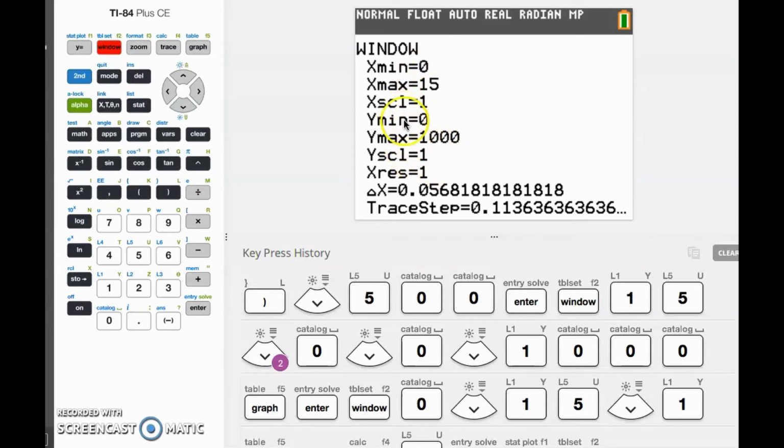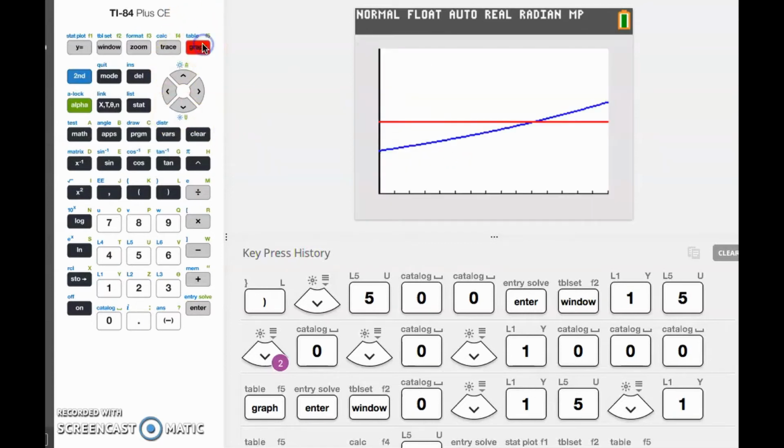And if I'm looking at where these intersect and my population is 500, I want to make sure that I see that intersection, so I change my y min to 0 and my y max to 1,000. So then when I take a look at the graph, the blue is the exponential model, and the red is that horizontal line where the population is 500, and obviously I want to know where these two functions intersect each other.